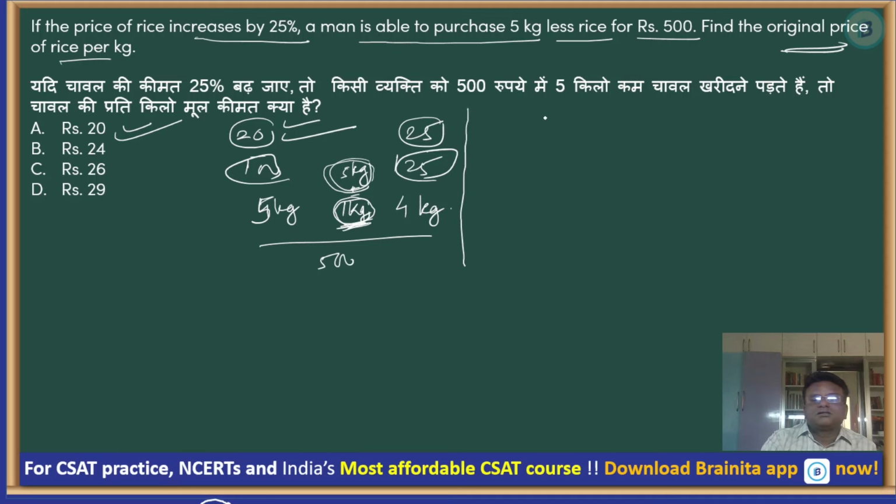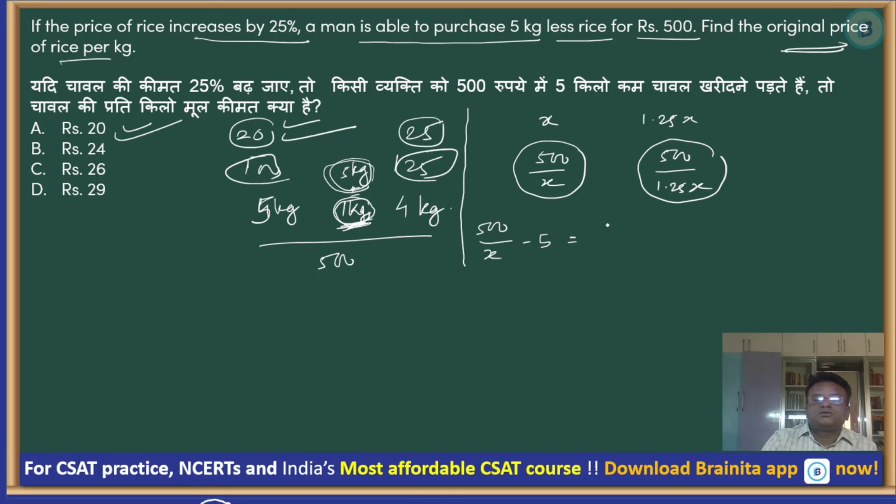You can say that the original price was x and the new price is 1.25x. So he had 500 rupees. So he was able to buy this much of quantity, right? And we know that this value is 5 less than this value. I'm going to write this in equation form.